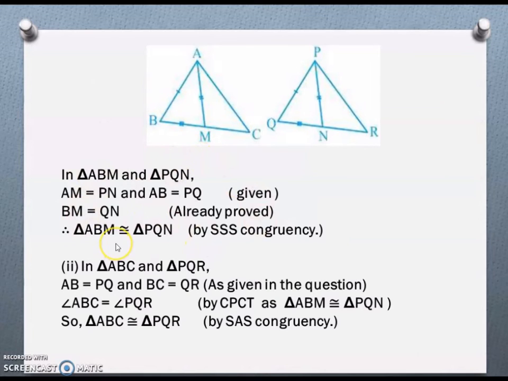So this is the proof. The first part, ABM and PQN, will be proved by SSS congruency. And the second part, you will prove by SAS congruency. When you prove the first part, there you can say by CPCT, angle B and angle Q will be equal. And use that for proving the second part.